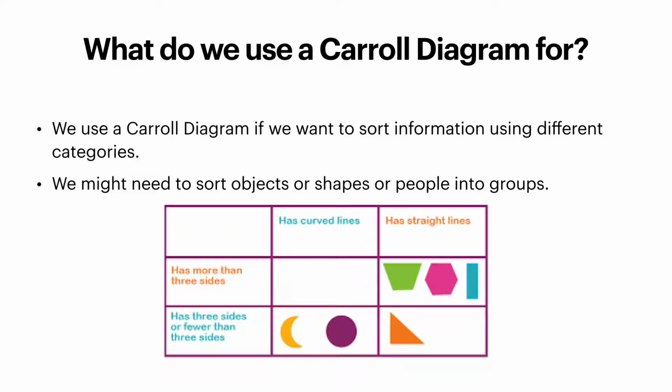This picture shows how a Carroll diagram can be used to sort shapes using different categories. Along the top we can see the categories are has curved lines or has straight lines. And down the side we can see the categories are has more than 3 sides or has 3 sides or fewer than 3 sides. So we're going to be sorting the shapes using those categories.